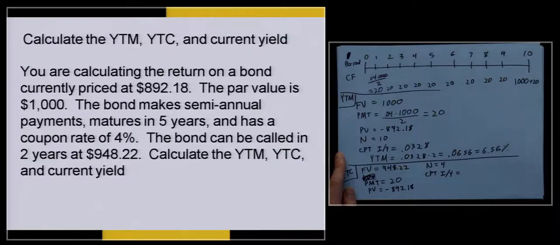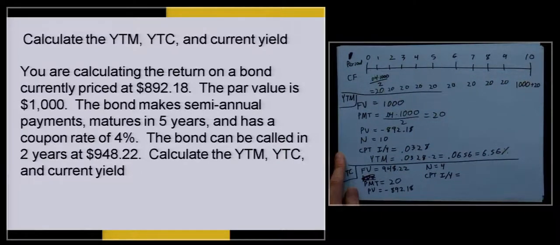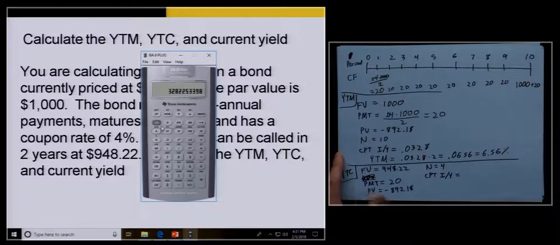And I'm going to use the BA2 calculator to do that. So clear everything out. I guess I didn't have to, but what the heck. 948.22 is our face value. 20 is our payment. Negative 892.18 is our PV. 4 is our N. And I'm going to compute our I divided by Y. And that's 3.723. We'll round up.